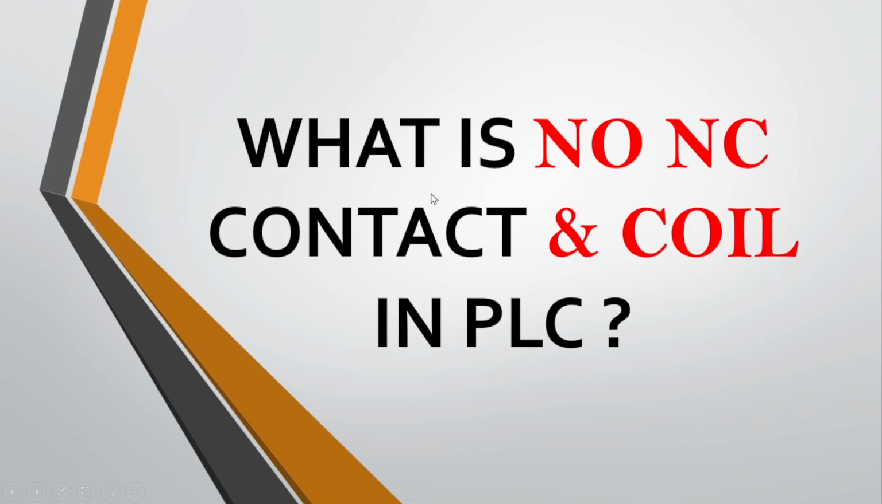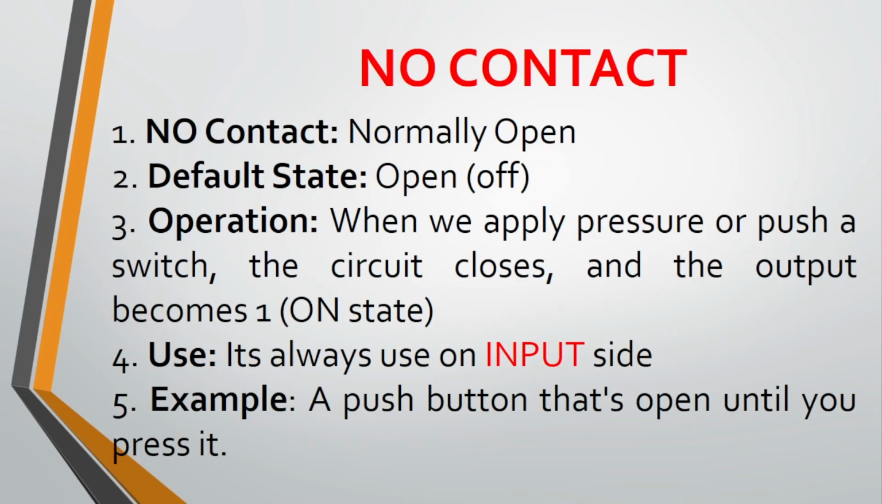In today's video, we are going to learn about NO, NC contact and coil in PLC. So let's start today's lecture. First, let's understand what an NO contact is. NO contact means normally open contact, and NO contact is open in its default state, means off.